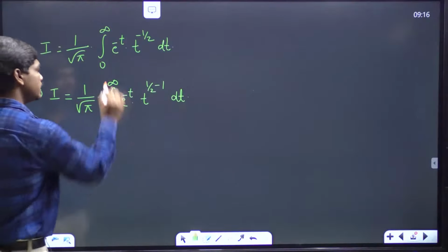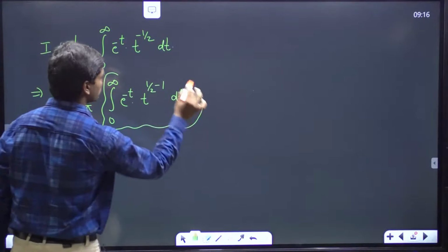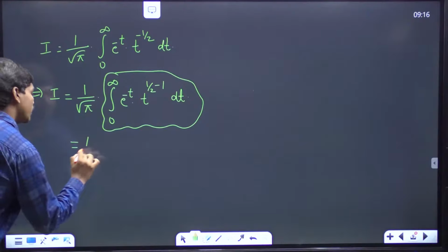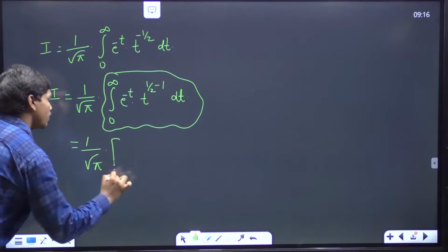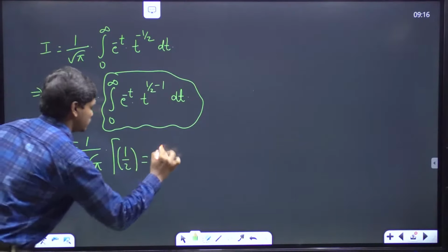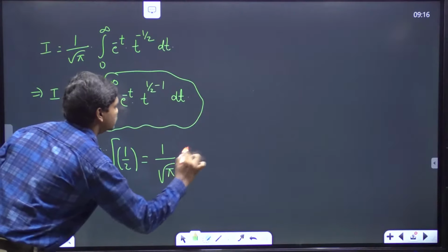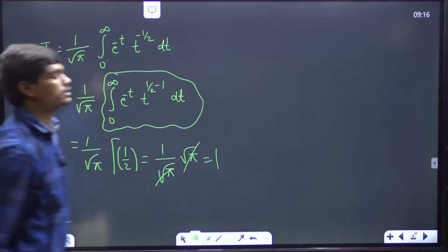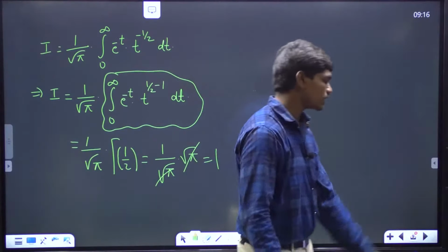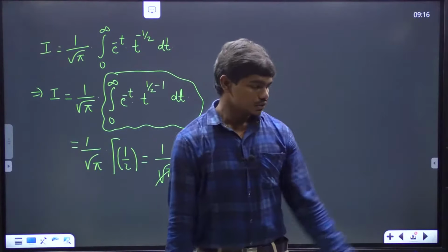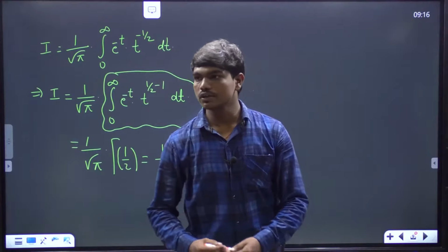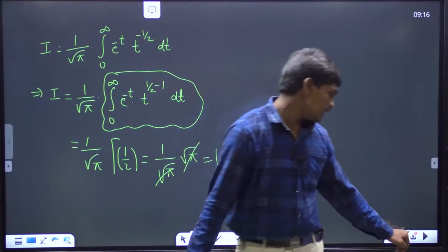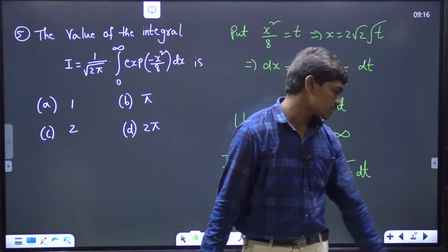Correct? So if you see, this is the definition of gamma of 1 by 2, for which the value is root pi. So root pi gets cancelled. Answer is 1. Okay, so this is the answer. And I'm happy that few of you have done it correct. So please check whether you are getting the same answer or not. The answer should be 1 after this standard procedure.